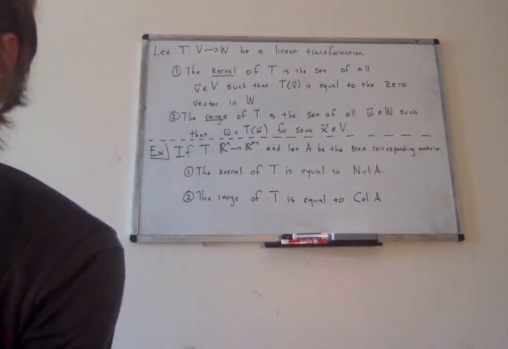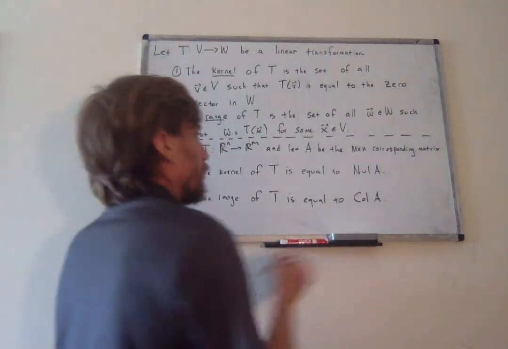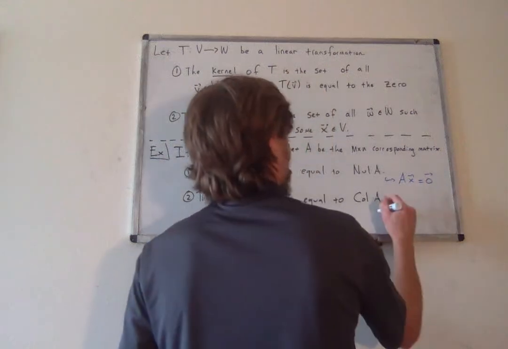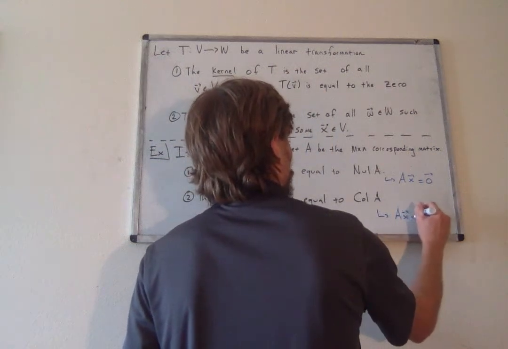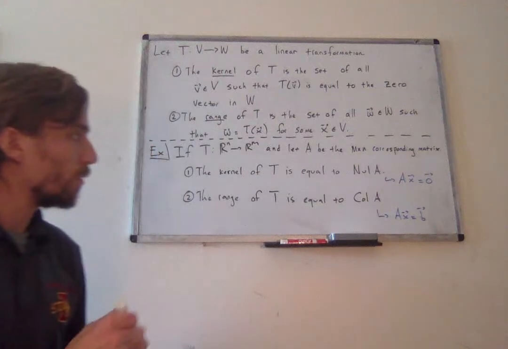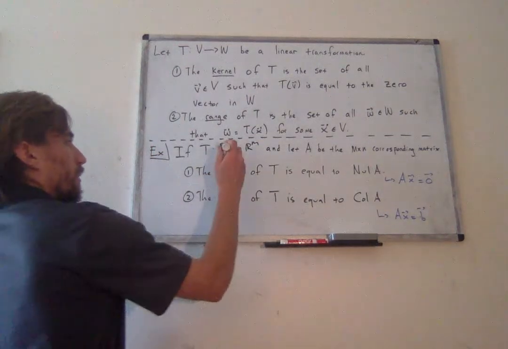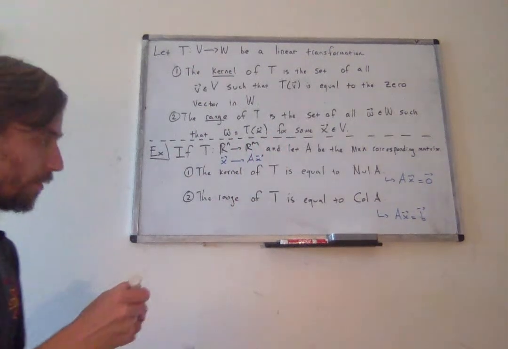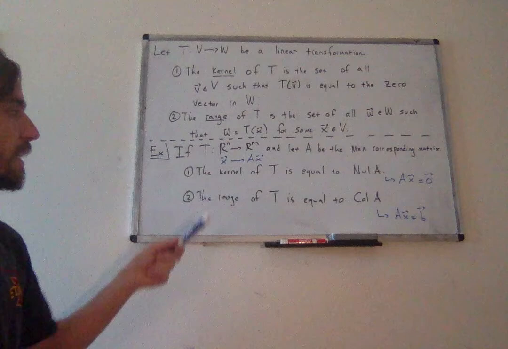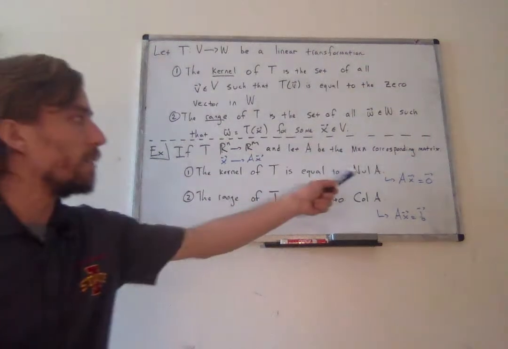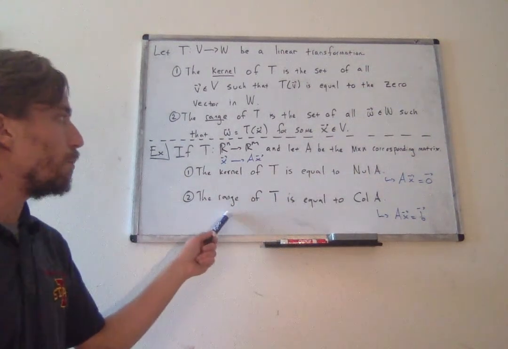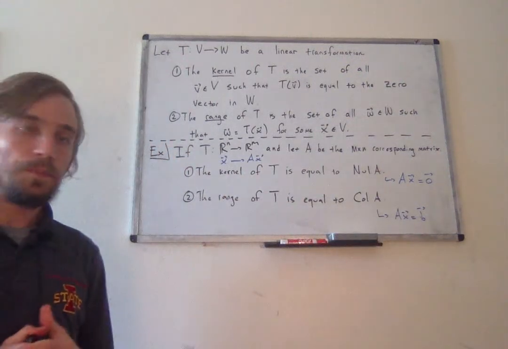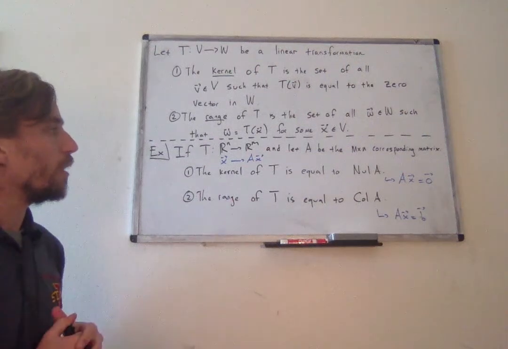Right, and that's because the kernel is all vectors such that A times x is equal to 0, and the range is all vectors b such that A times x equals b has a solution. Remember, this is just sending x to A times x. So if x is in the kernel, then A times x is equal to 0, and that means that x is in the null space of A. And if b is in the range, that means there exists some x with A times x equal to b. And so this would just be equivalent to the column space.